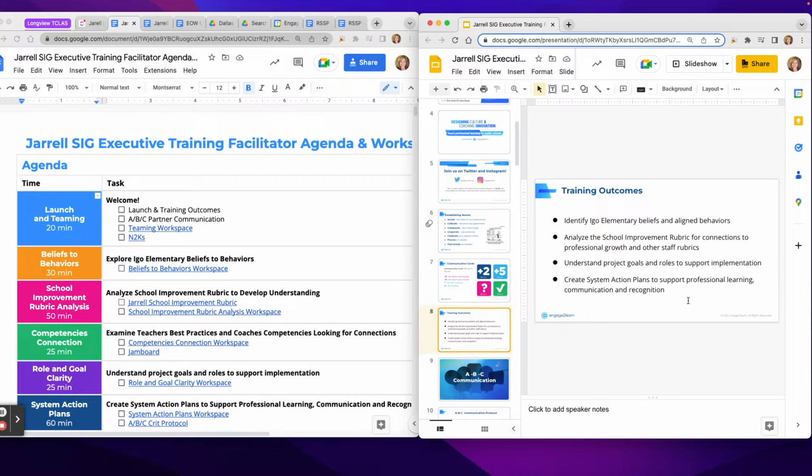They're going to start with beliefs to behaviors. They're going to analyze the school improvement rubric. They're going to really look at their project goals and roles to support implementation of the school improvement rubric and everything else they're doing with their targeted improvement plan. And then they're going to create action plans to support the things that they're doing with this.